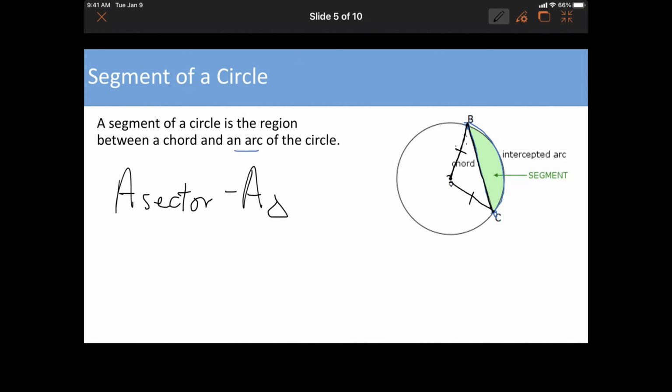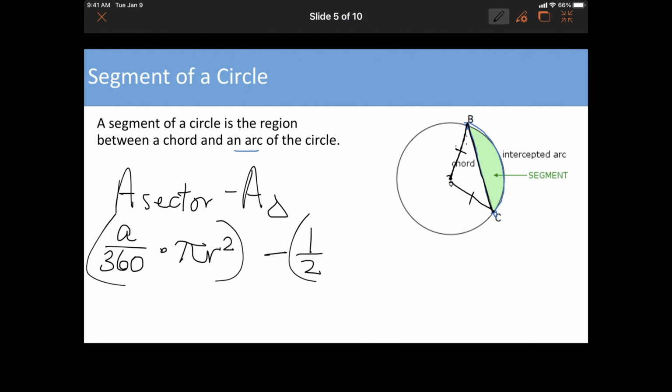So we can create our own formulas, and once we know that, we can be more specific. All right, what's the area of the sector? That was A over 360 times pi r squared, the area of a circle. Yes, put the parentheses, minus. We know the area of a triangle is half base times height. And there you are. So let's try a problem.